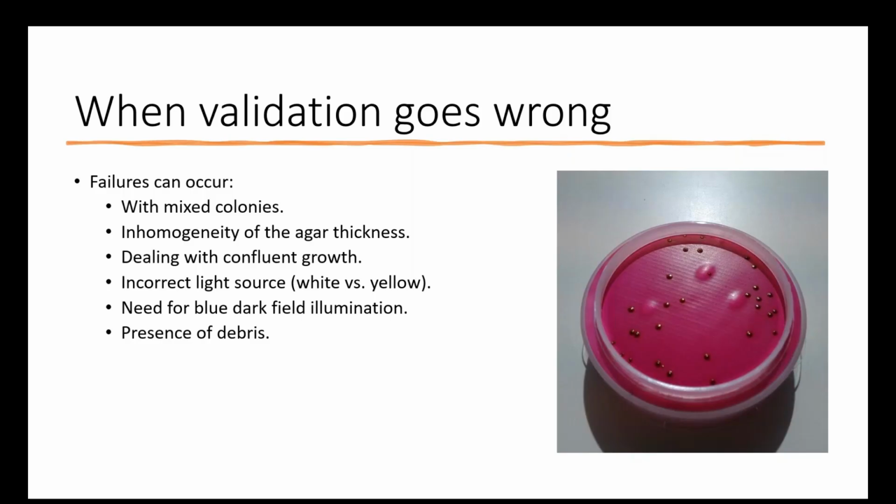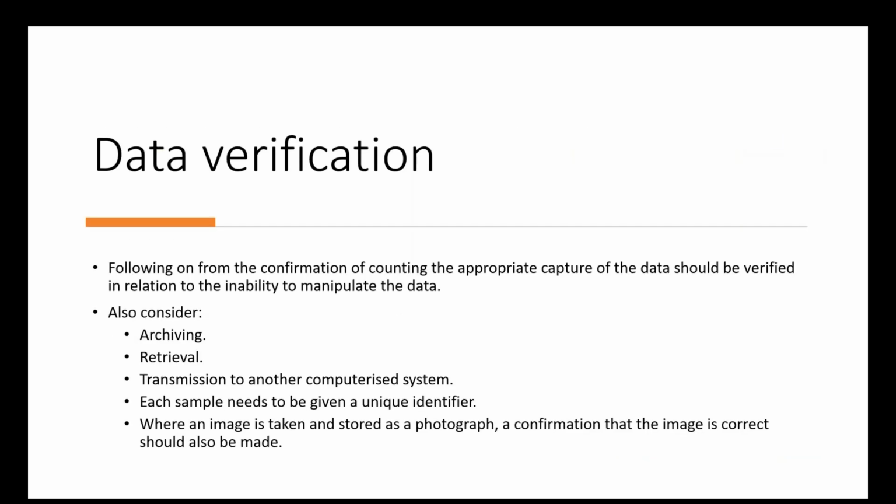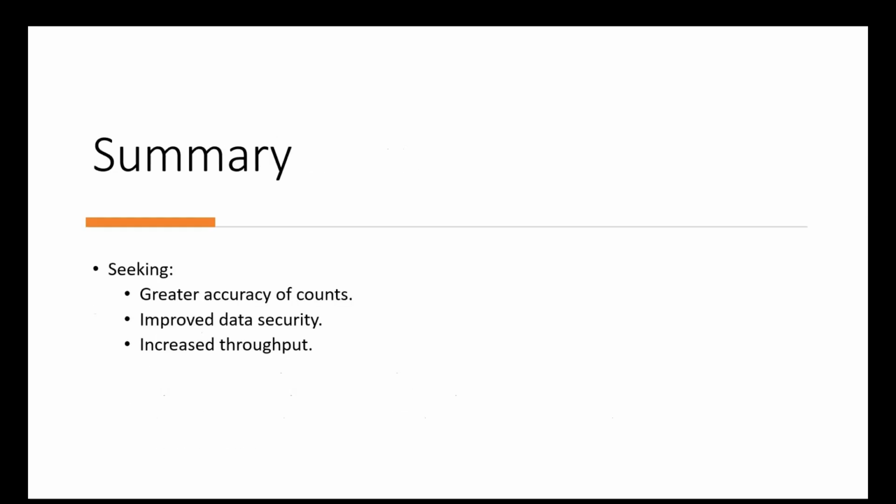And then, as we've mentioned, data verification is also important. So we want to avoid any ability to manipulate the data. We want to be able to archive, retrieve data, transmit data to other computerized systems. We want to ensure that we can give everything a unique identifier, and that we have the ability to take and retrieve photographic images of what we've been looking at. So this completes the main part of the webinar.